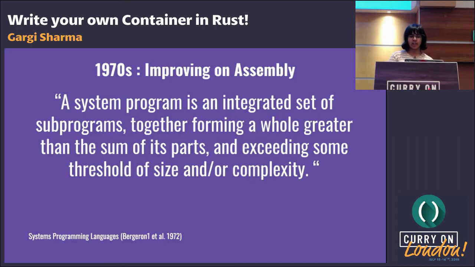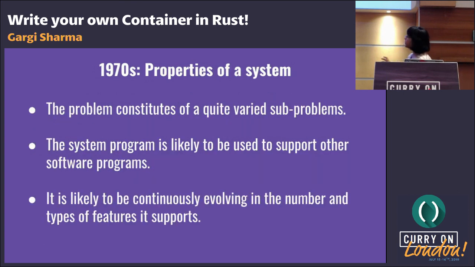So let's start with the 1970s. In the 1970s, there was a paper called the Systems Programming Language, and it defined a systems program as an integrated set of subprograms which together forms a bigger program, and it's a complex program. So some examples of systems programs by this definition would be writing a time-sharing system, or managing information, or writing a simulator. And then it goes on to define the properties of the system.